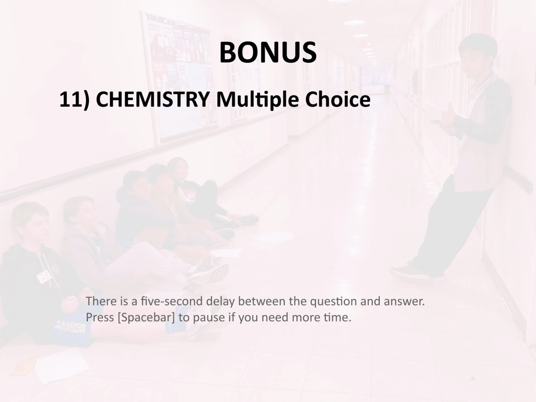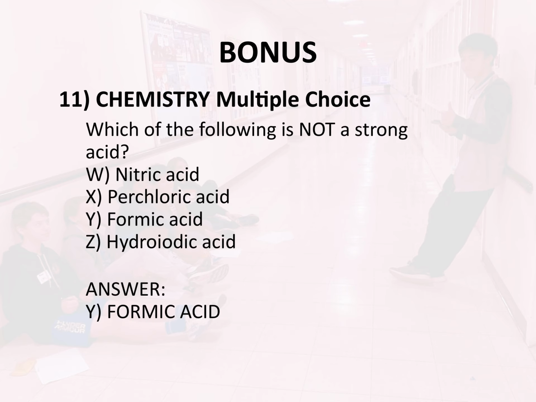Bonus 11. Chemistry. Multiple choice. Which of the following is not a strong acid? W. Nitric acid, X. Perchloric acid. Y. Formic acid. Z. Hydroiodic acid. Answer. Y. Formic acid.